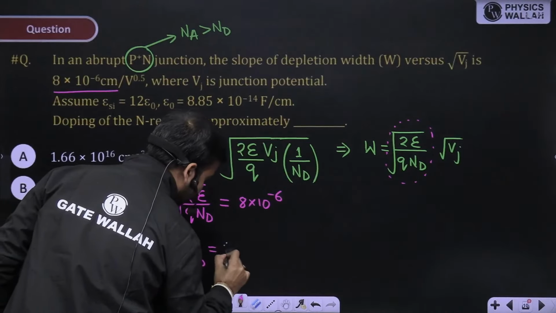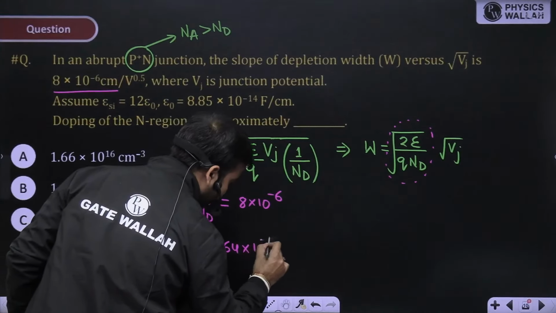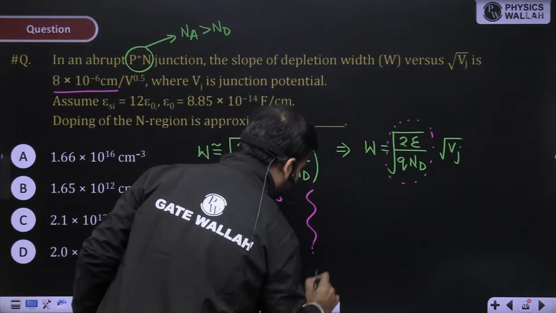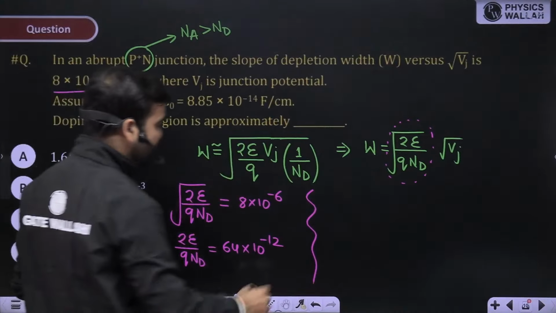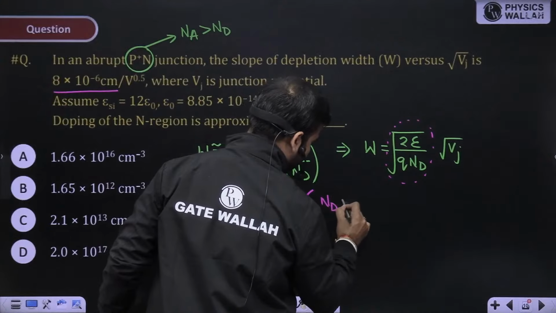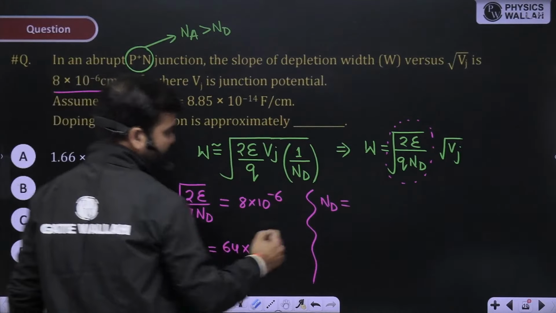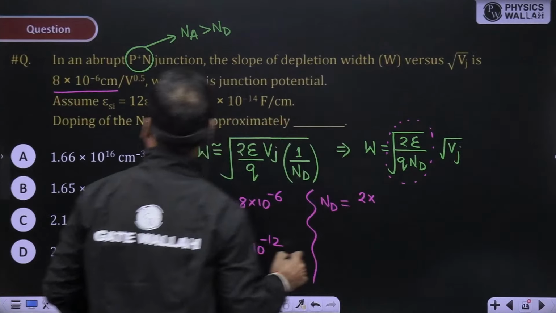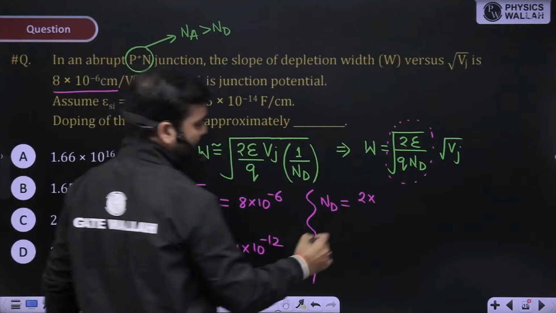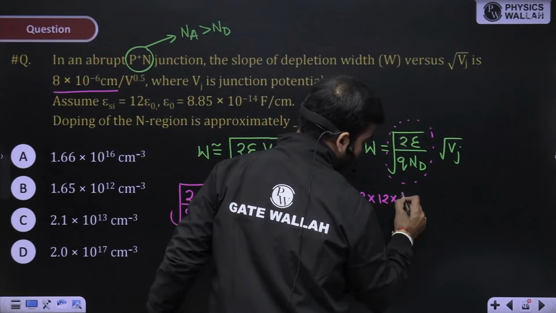So it is 64 into 10 to power minus 12. Now from here, can you calculate the value of Nd? Yes. So Nd will be how much? Take Nd on the right side, take it in the denominator, 2 into epsilon. How much epsilon value is given in the question?